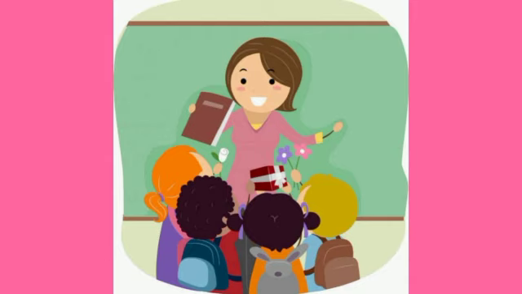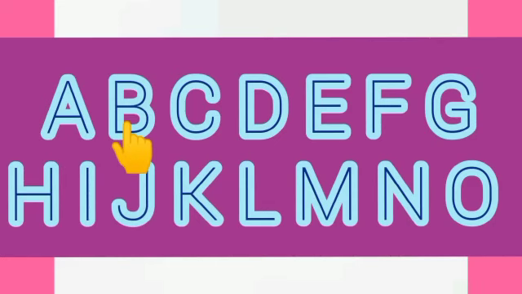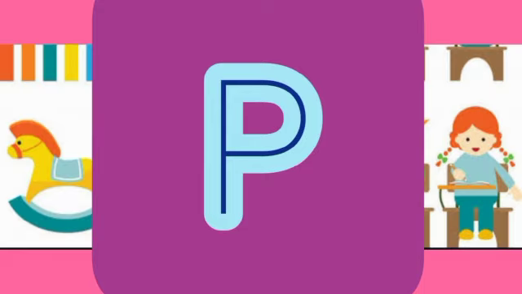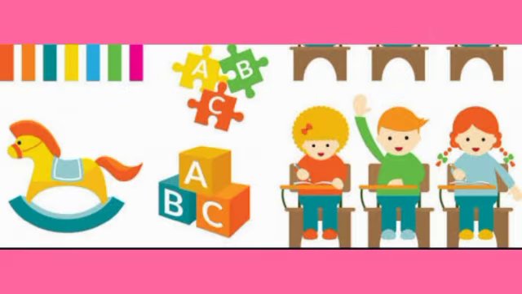Today we are going to study capital letter P. Let us revise the alphabet once again. A, B, C, D, E, F, G, H, I, J, K, L, M, N, O. P is the letter which comes after O. Let us watch a song.